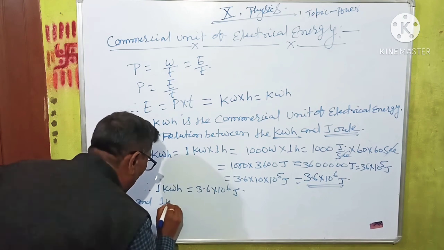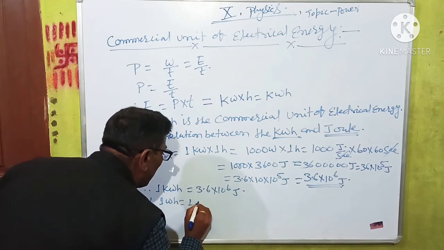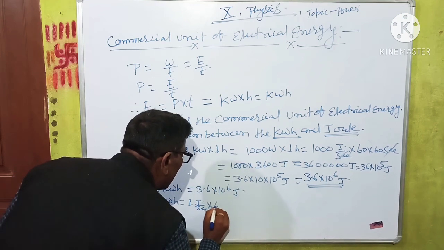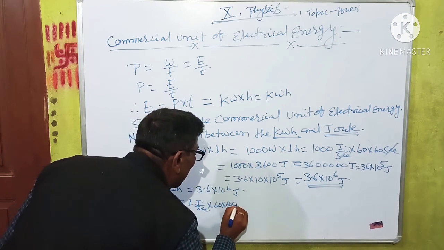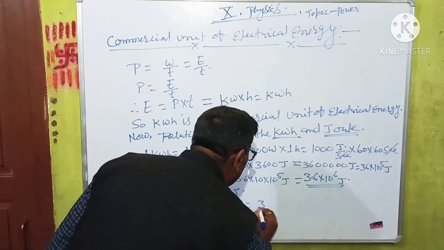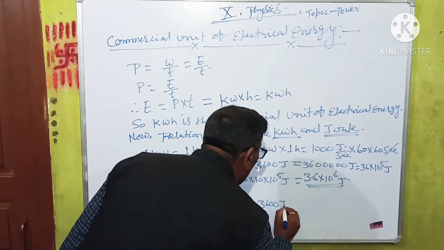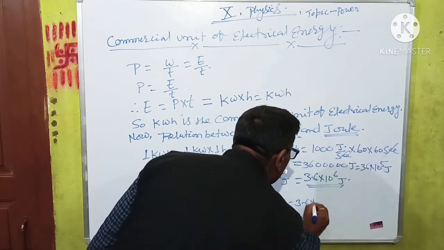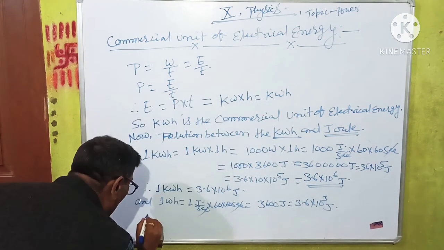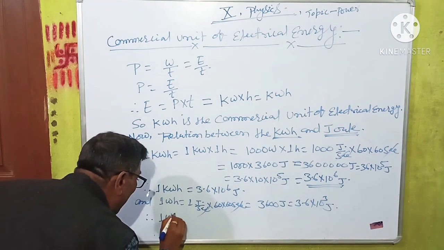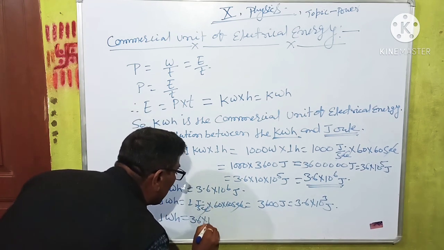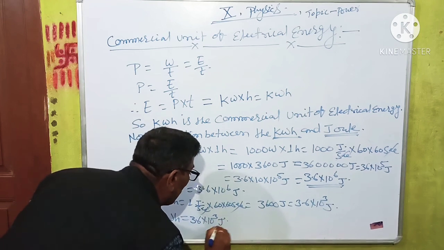And 1 watt hour is equal to 1 joule by second into 60 into 60 seconds. Second cancels, giving 3600 joule, which is equal to 3.6 into 10 to power 3 joule. So therefore 1 watt hour is equal to 3.6 into 10 to power 3 joule.